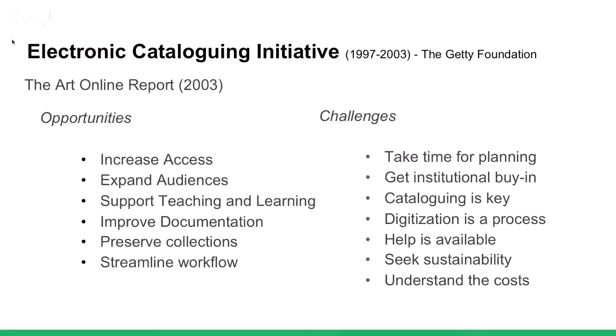So again, what were the opportunities that Getty saw at that time? They really wanted to increase access to museum collections, which were for the most part not accessible at all. And of course, one of the big efforts in that was digitizing everything. It was going to expand audiences and support teaching and learning, which is a key point that I'll come back to in a moment. Some of the challenges: getting institutional buy-in to do anything online that might make their collections public was a real challenge. Digitization was a brand new thing, and that process has been and continues to be quite a challenge.